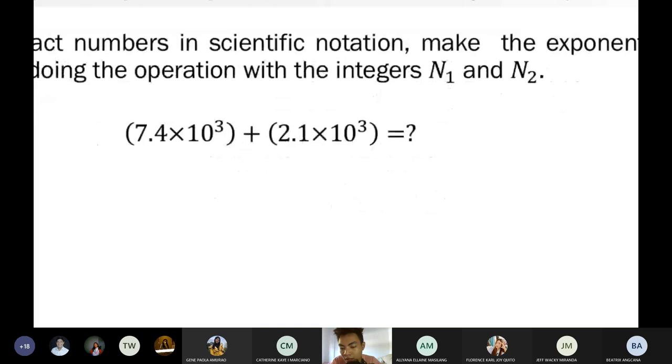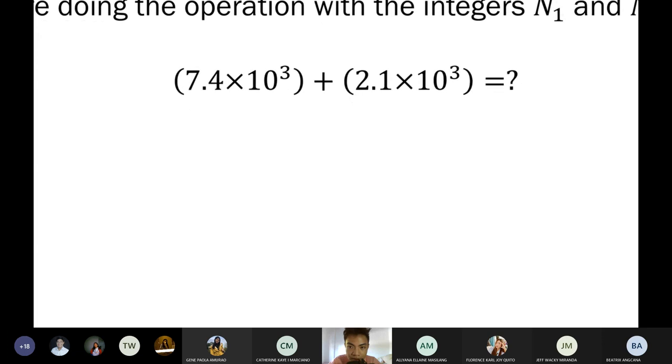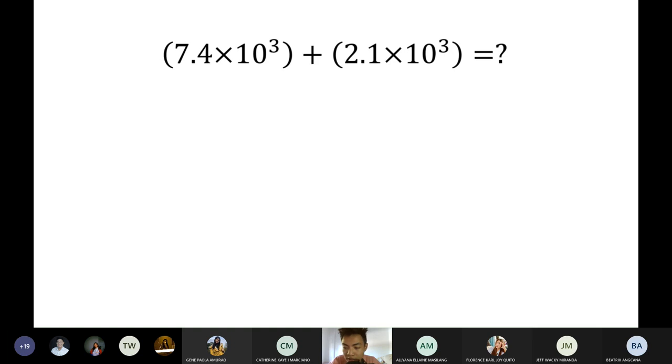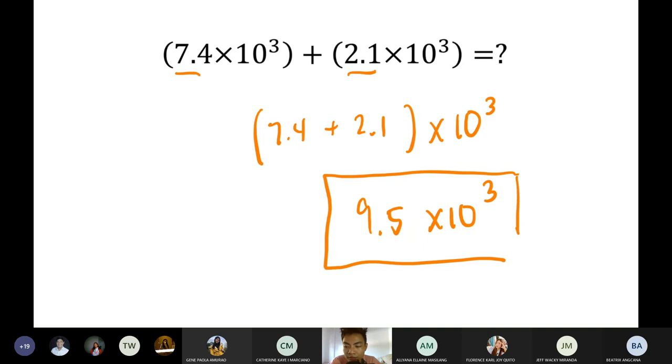Okay, so let's have this one for example. This is 7.4 times 10 raised to 3 plus 2.1 times 10 raised to 3. Again, you check first if the exponents are the same. Are they? Yes, yes, po, no? So the exponents are both 10 raised to 3. So all you have to do is to just copy them. Okay, so that's your exponent. And then later on, you will need to add your coefficients, okay? So that's 7.4 plus 2.1. So that will be 9.5 times 10 raised to 3. Okay. So that's our final answer.